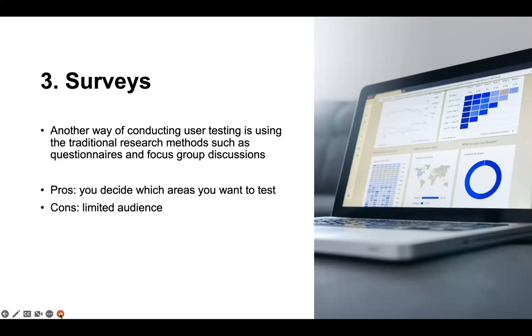So the pros of this is that you decide which areas you want to test. Maybe you do not want to test all the areas of your application because you do not have a lot of time, but you want small features like the user submission form. So the drawback is it's the limited audience. Again, you select a sample size like 10 people or so and collect their feedback. So you could say this is biased. These people are not the actual representation of your potential customers.